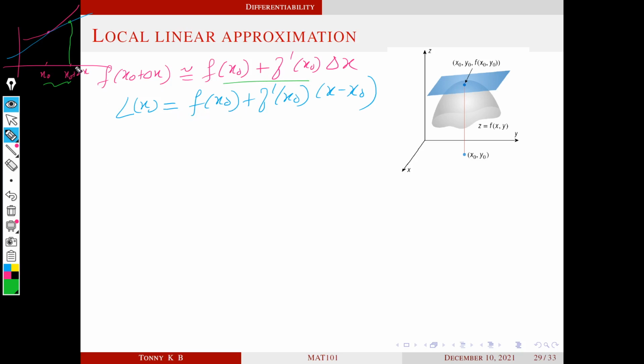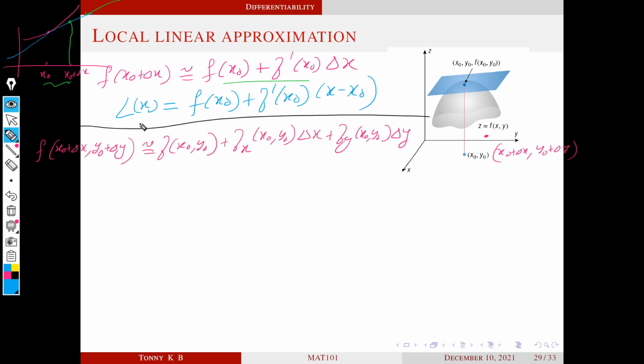And also we have seen that the equation of this tangent, that is y of x or L of x, is equal to f of x naught plus f dash of x naught into x minus x naught. Also we have seen that, analogous to one variable calculus, the approximation of the function at x naught plus delta x comma y naught plus delta y is f of x naught y naught plus fx of x naught y naught into delta x plus fy of x naught y naught into delta y. This fx stands for the partial derivative with respect to x at x naught y naught, and this is the partial derivative of f with respect to y at x naught y naught.